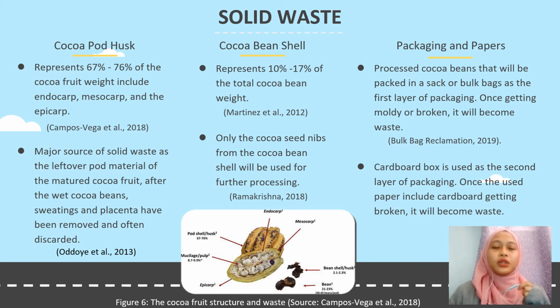Okay, lastly for solid waste is packaging and papers. The packaging and papers come from the farm, where before the cocoa bean is transferred for the next processing, it is usually packed in a sack or bulk bag for the first layer of packaging. After they are transferred into the factory for other processing, they are thrown away. The packaging also includes the cardboard box, which is used for the second layer of packaging.